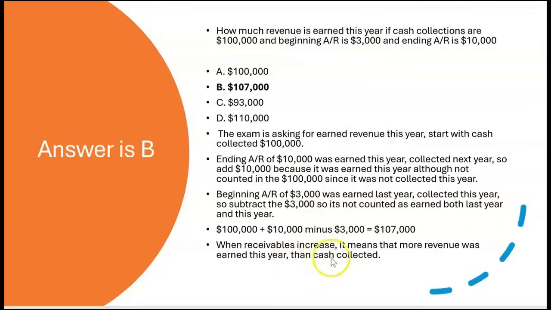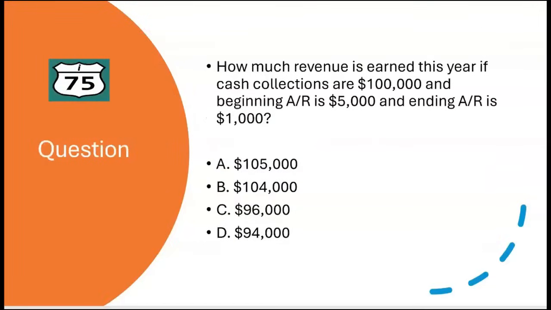Note that when receivables increase, like they did from $3,000 at the beginning of the year to $10,000 at the end, it means that more revenue was earned this year than cash collected. $107,000 earned compared to $100,000 collected. Receivables go up, it means we earned more than we collected. Okay, Darius, what about when receivables go down? That's what we'll see here.